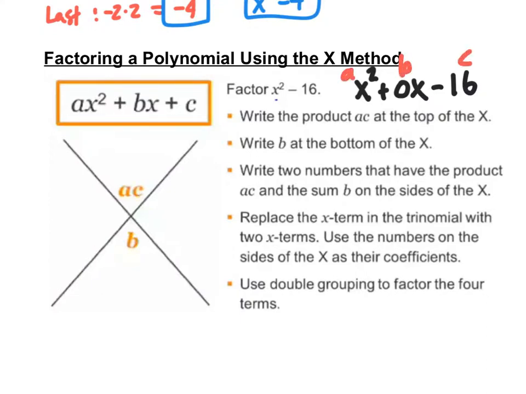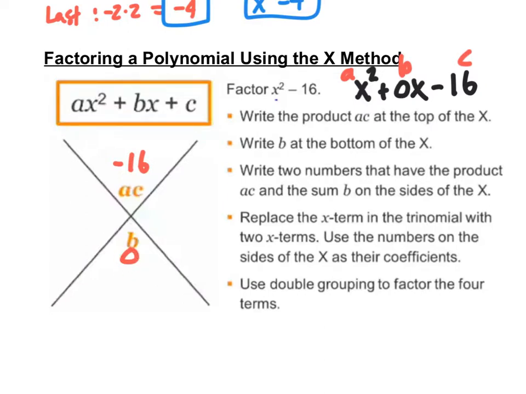Okay, so if we take a times c, that's just going to give us negative 16. So negative 16, and then our b value is 0. All right? So I want to find two numbers where they multiply to negative 16, but they add to 0.